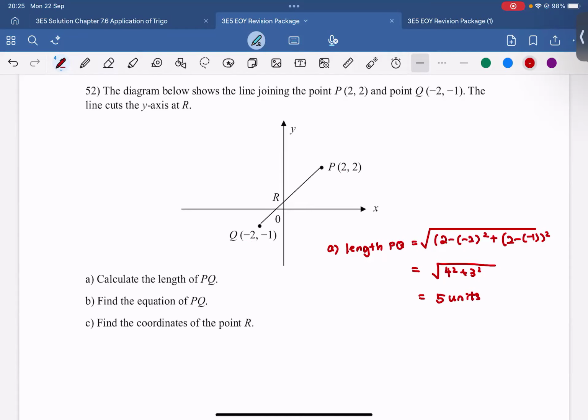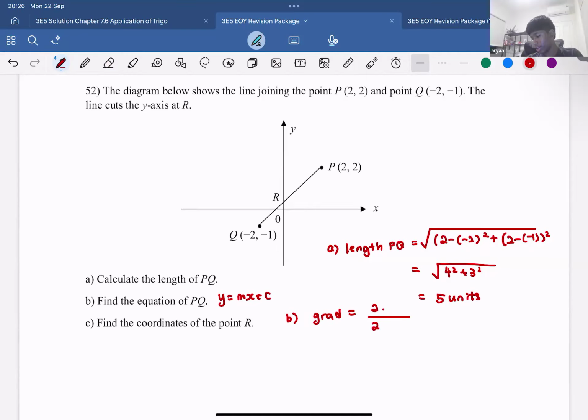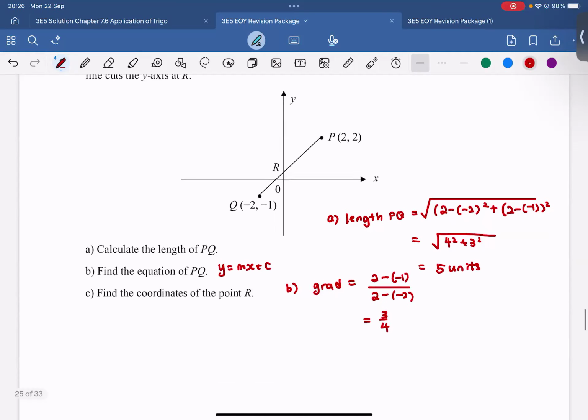Calculate and find the equation of PQ. So first, what do we do? What should we do, Arya, to find the equation of PQ? We should use y equals mx plus c. Then you find m. How to find m? With the gradient formula, the coordinates. We put the P first, and then the Q, then I put the Q. Remember, got bracket, negative bracket. So this will give us 3/4.